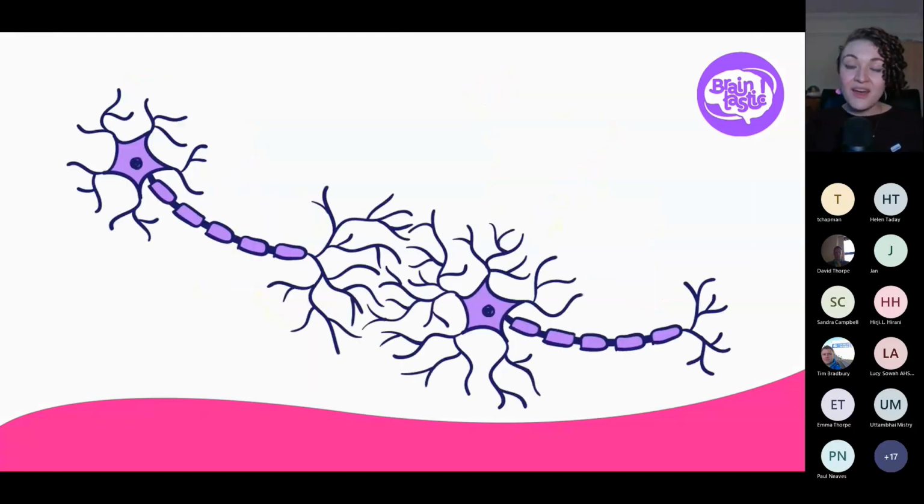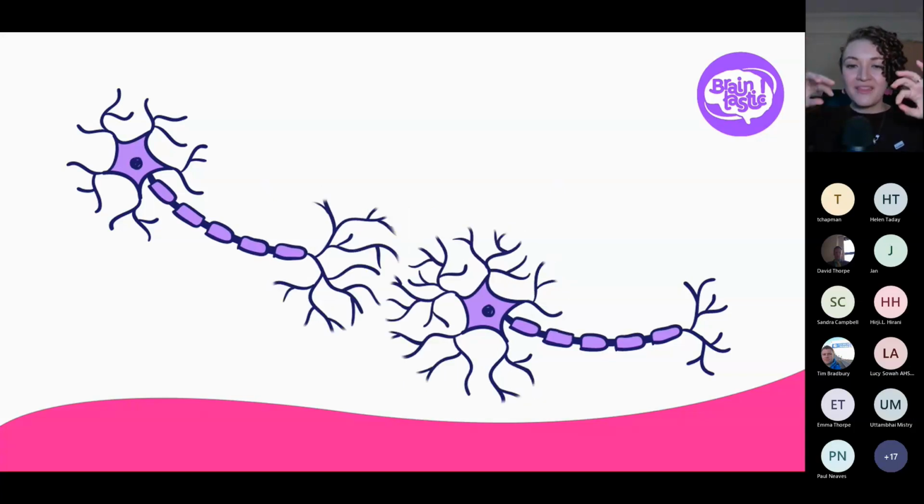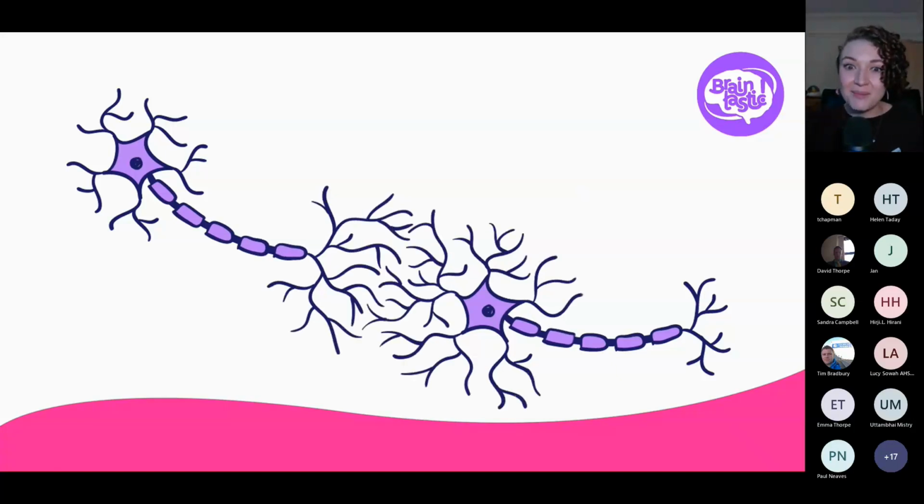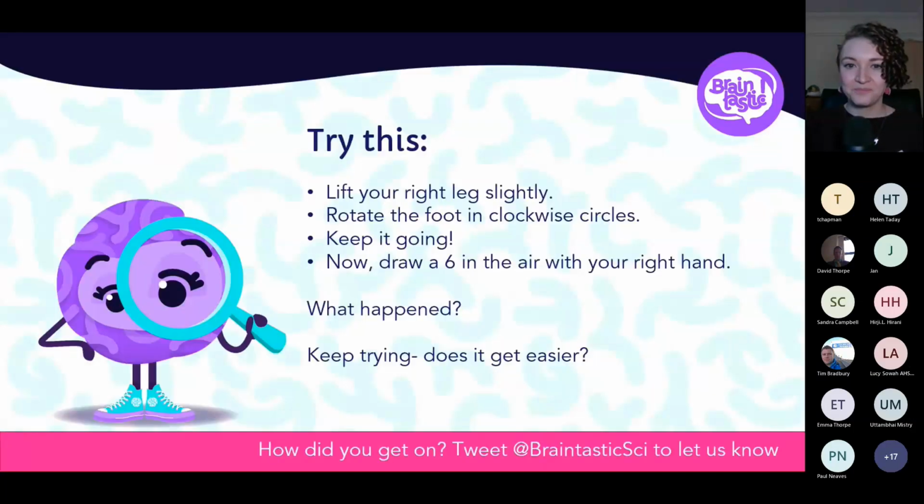And if you do something enough, neurons can even grow new dendrites, those frondy bits at the end, and connect up in new ways. So they can form these kind of interlocking networks where the information has lots of different pathways it can travel down. Again, that makes it even stronger and more likely that you'll remember that information in the future.